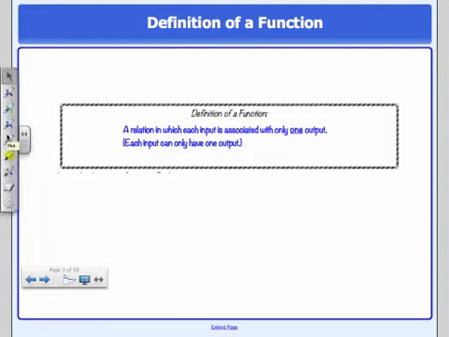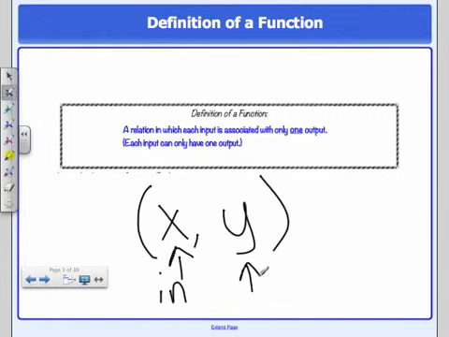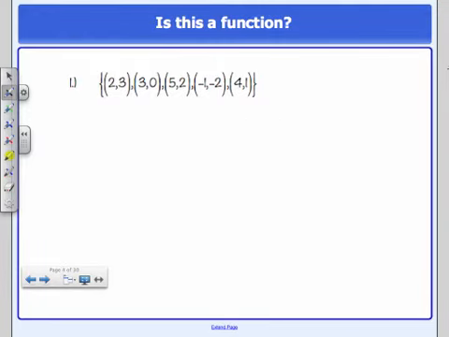Now when we're talking about these values right here, basically it's just like a coordinate. So an input would be the x value and the output would be the y value. So this is what's going in. It's like a machine, and then this is what's popping out. All right, so let's look at some examples to determine if these are functions or not.